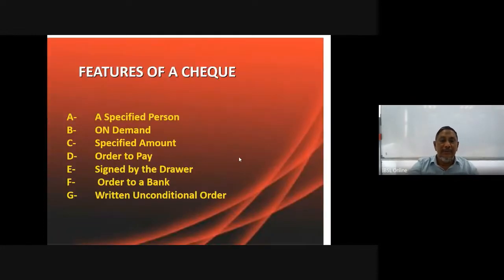Right. Signed by the drawer. The drawer has to sign the check at the bottom right-hand side. And it's an order to the bank.